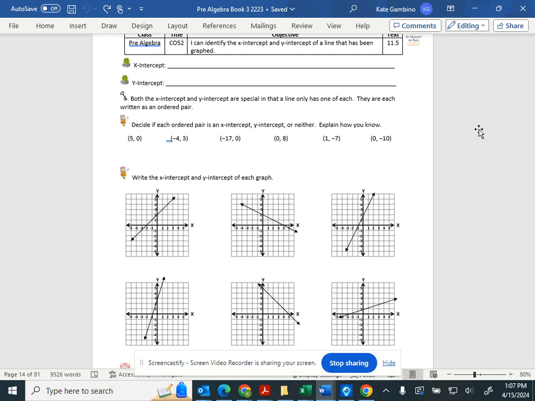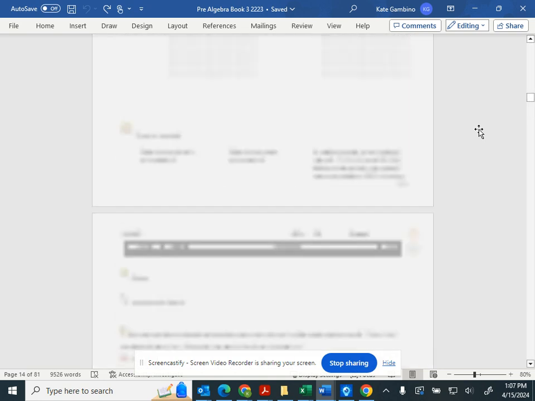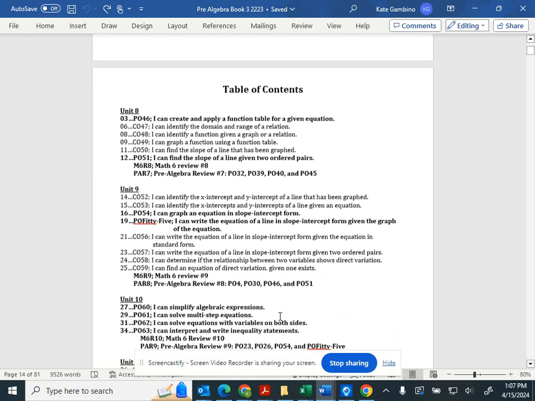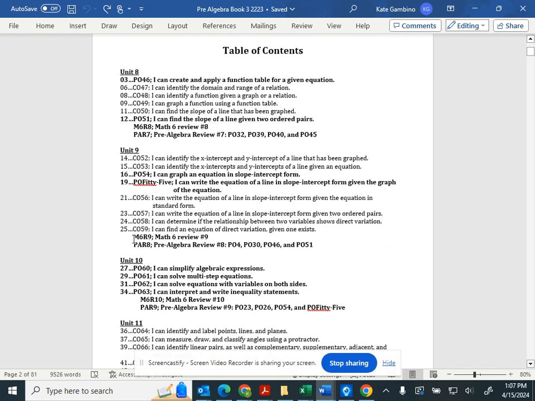I do want to remind us that when we are preparing for a test, it is important that we look back at the very front. And we say, okay, M6R9, we're going to have those reviews on the practice test. So the practice test will help me review for what I need for the test. But remember, on that practice test, we will not have PAR 8 questions. They will be on the real test.